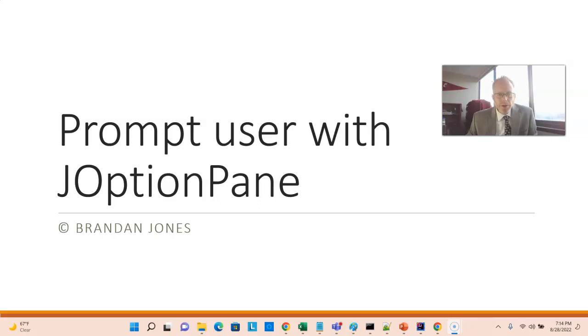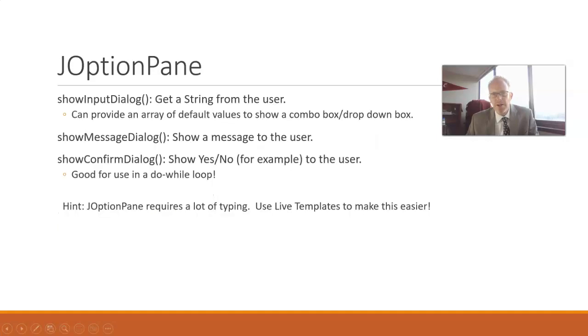In this video, we're going to see how to prompt the user for some information by using a swing component called JOptionPane. So JOptionPane allows us to ask the user for information or ask the user a yes or no question or give them a predefined set of lists. Here are some of the big features of JOptionPane.